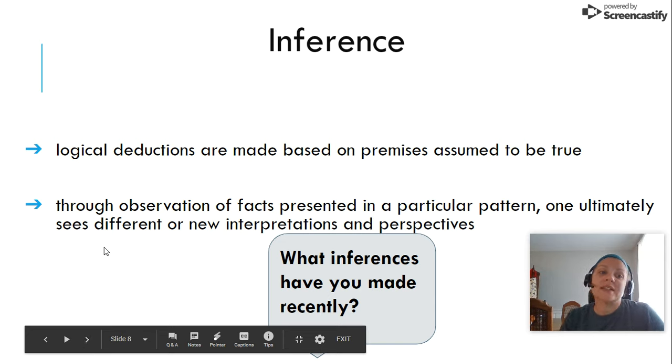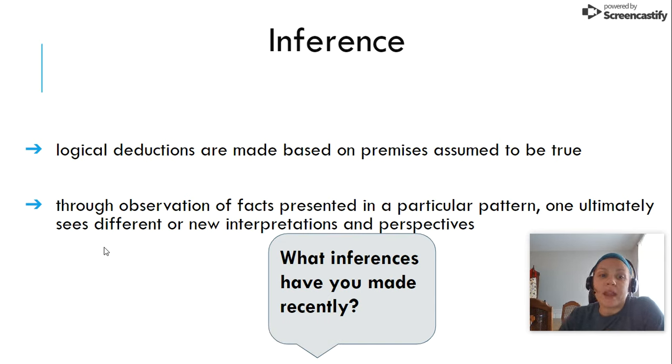And then inferences. Logical deductions are made based on premises assumed to be true. Like you assume that August is the hottest month in Georgia based on, like previous data and maybe your own anecdotal experience of how the weather is in August. You can assume that by looking out the window that it's a sunny day. So my inference is that it's probably pretty hot and muggy outside.